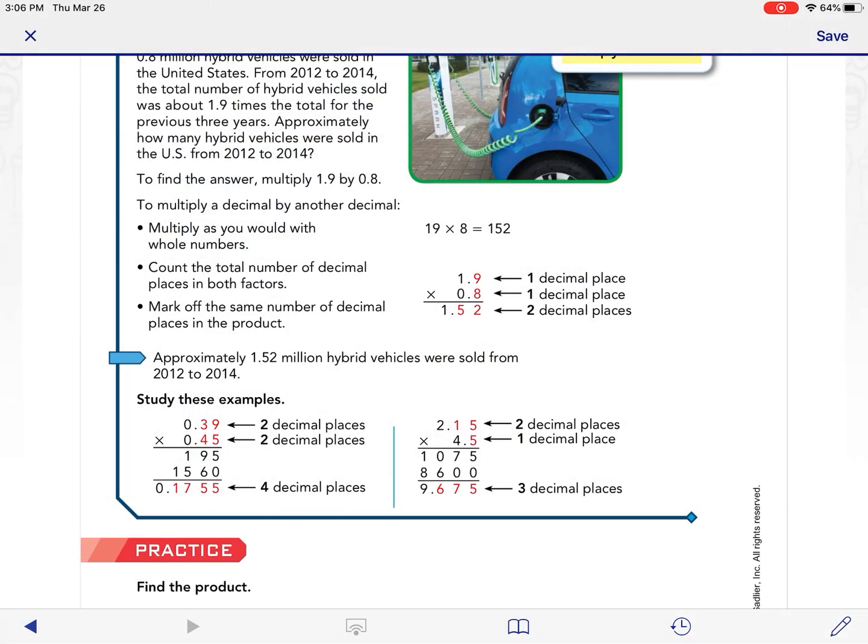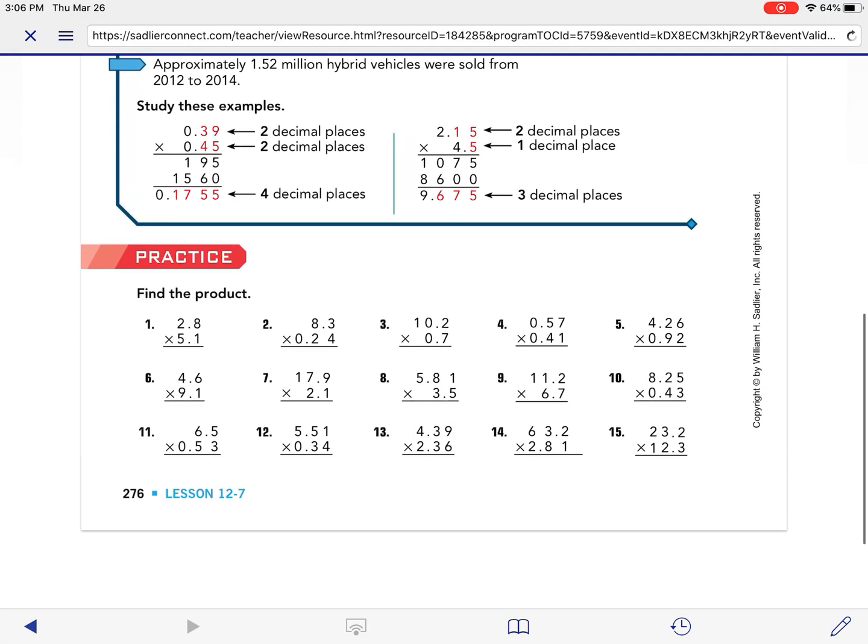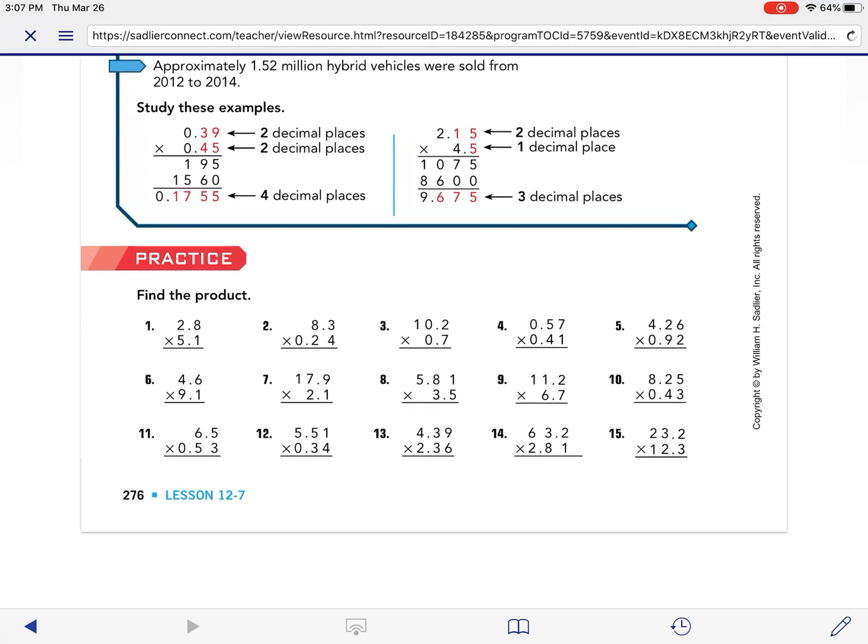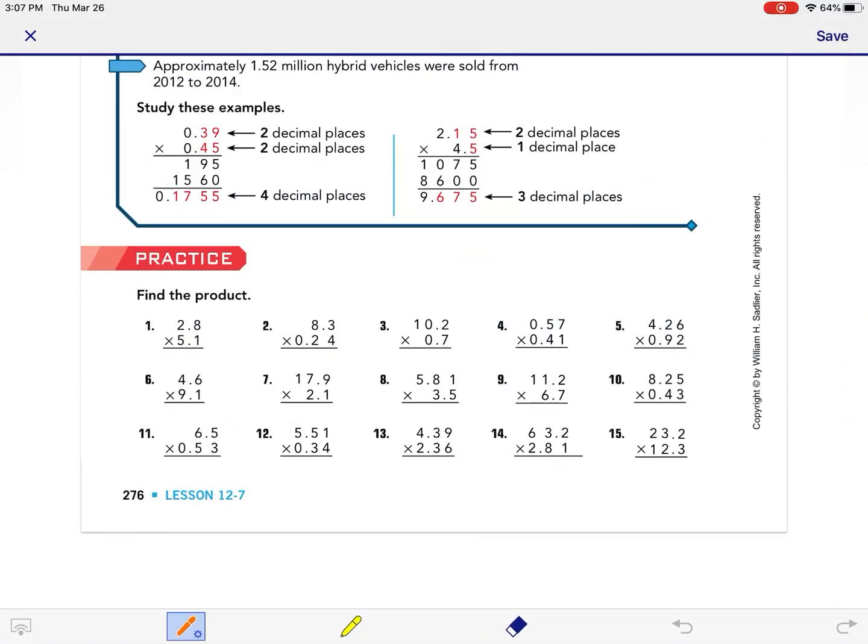Okay, so let's try one more. Let's go back here and move this up. All right, here we go. So let's see. Let's do number 3. All right, I'm going to do it up here to the right, so I've got a little more space. It's a little hard to do. Actually, let me do it down here. Maybe we can squeeze it out here. All right, we've got 10 and 2/10 times 7/10.